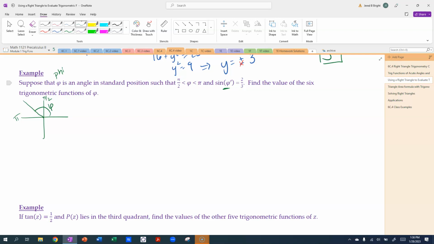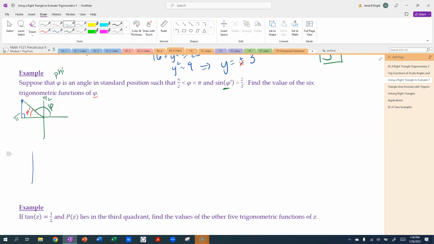It says sine of phi prime is 2/3. With respect to the reference angle, this here would be phi prime. Find the value of the 6 trigonometric functions of phi. Notice we need to find it with respect to phi, not phi prime. How in the world do we do this? Notice that phi prime is an acute angle. If you could imagine dropping a line segment from where our trigonometric point is on the unit circle down, that would make a right triangle, and phi prime is an acute angle.